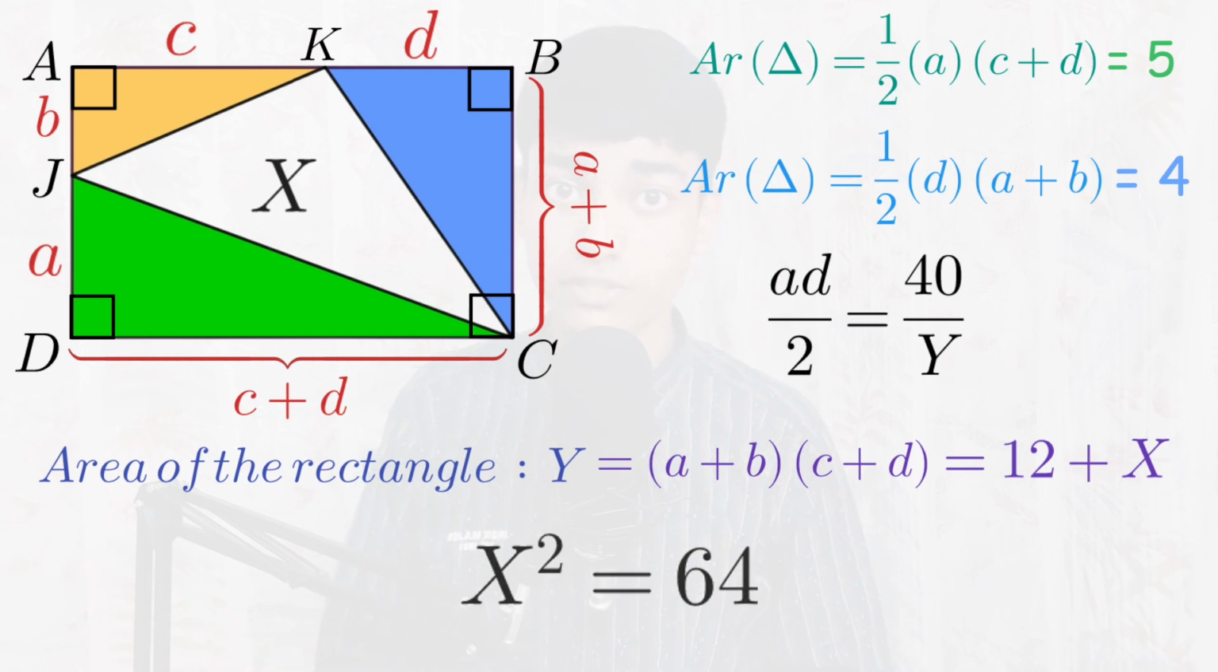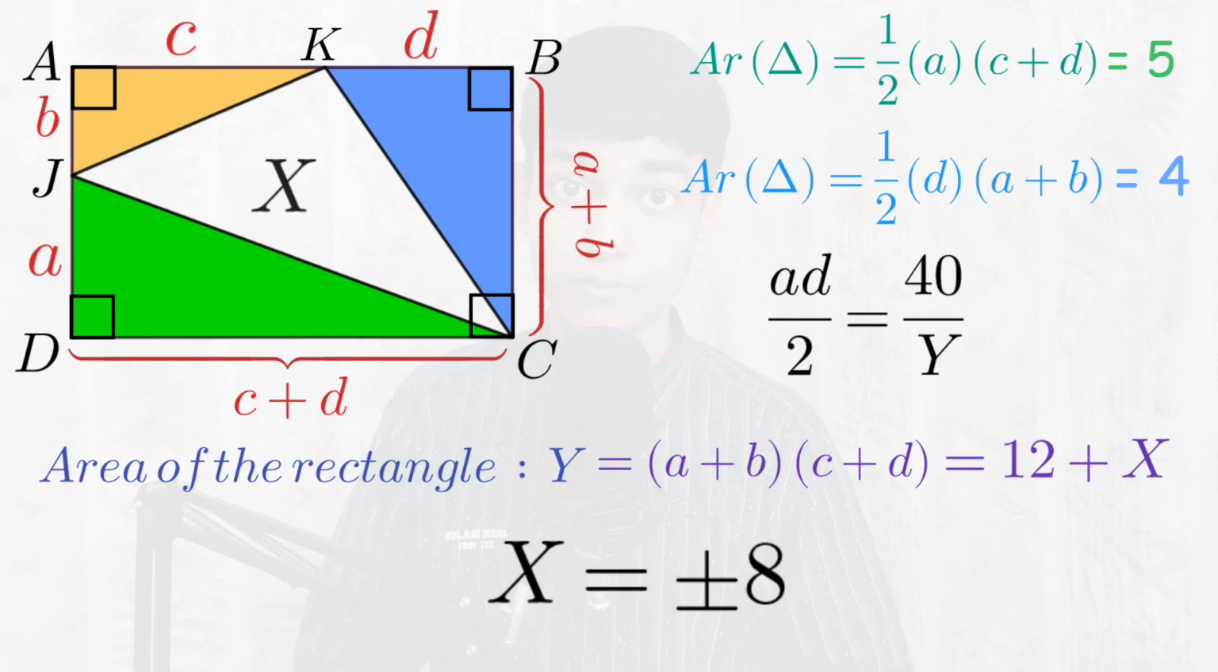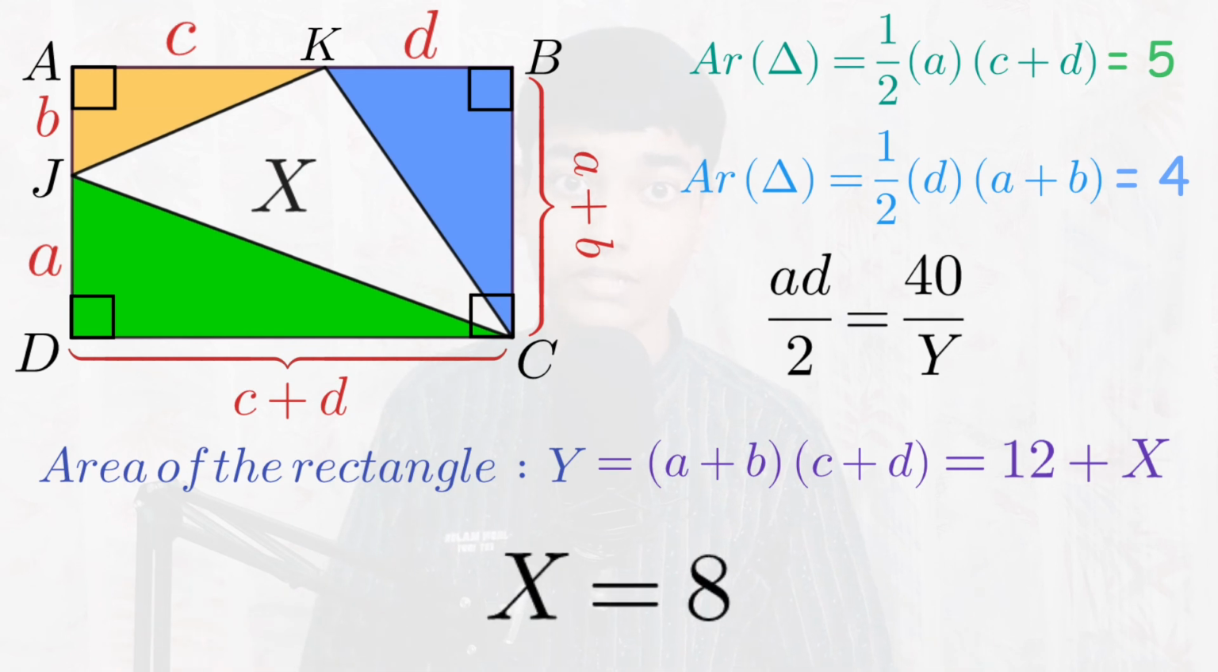Taking square root on both of the sides, X is equals to plus or minus 8. Now remember that X represents the area of a triangle, hence it cannot be negative, so we have to go with the positive value. Therefore the value of capital X is equals to 8 units square, and that's the answer that we were looking for.